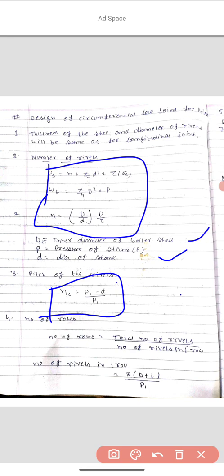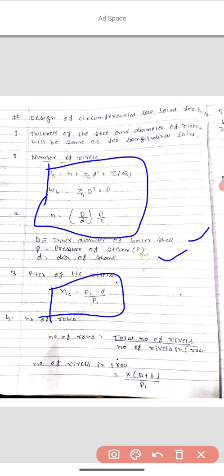Because we had already used p notation for the pressure of the steam, and the same p notation for the longitudinal butt joint, here we are using p1 as the pitch of the rivet for the circumferential lap joint. From here you can find the p1 value, d the diameter of the shank, and eta c will be given by the examiner, and if not you may get it from the data book.